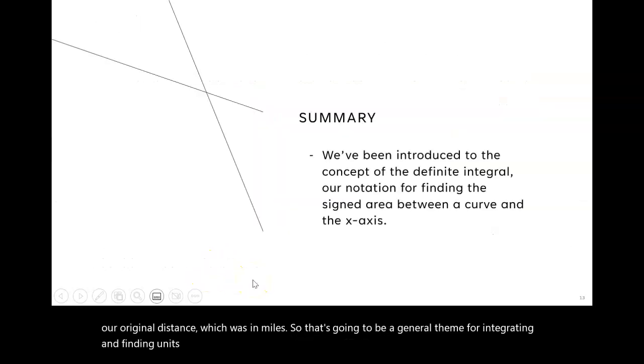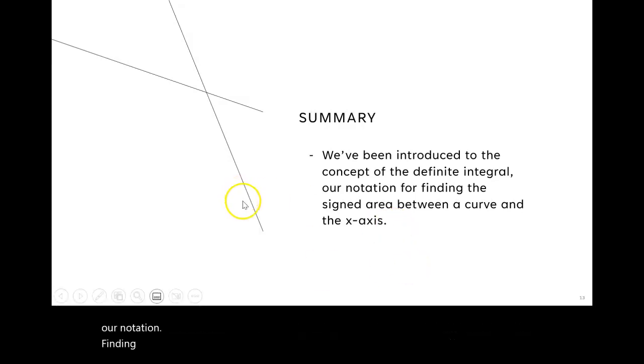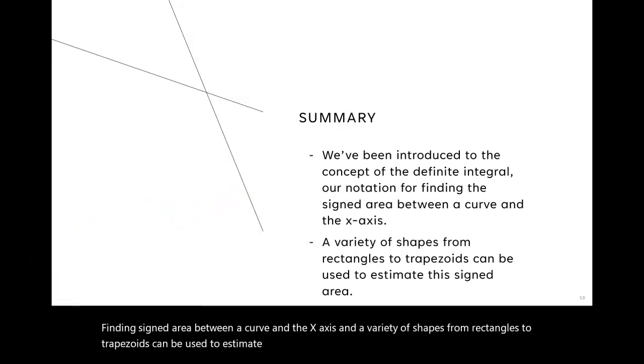In summary, we've been introduced to the concept of the definite integral and our notation for finding signed area between a curve and the x-axis, and a variety of shapes from rectangles to trapezoids can be used to estimate this signed area. I know this was a little bit longer, but a lot of good information.